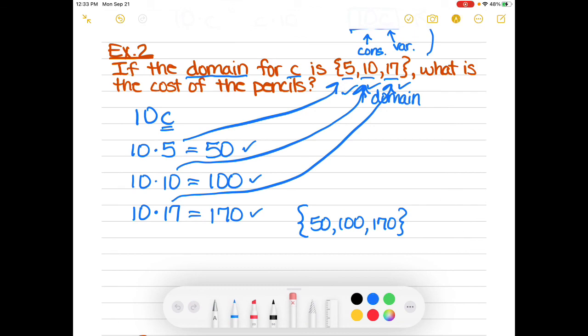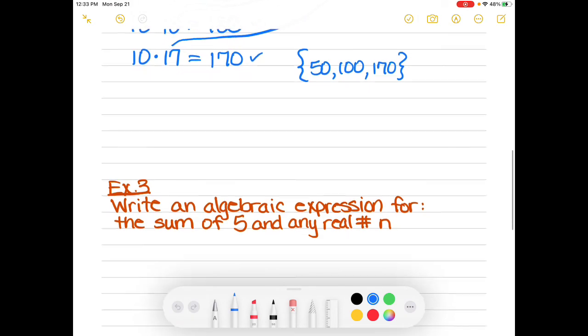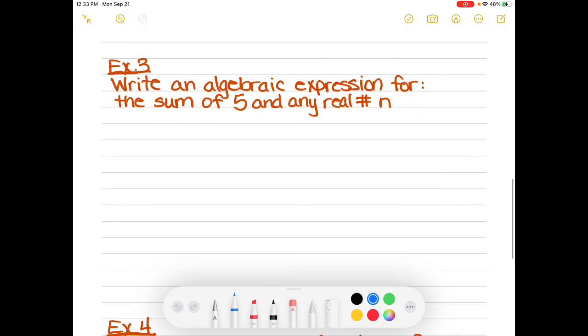I'm going to go ahead and go to example 3. This is write an algebraic expression for, and then in your notes, you just need to write this part. I want it written out in words in your notes. The sum of 5 and any real number n. Notice in this problem, they told you what the variable is, it's n. If they don't tell you the variable, you can create the variable. You can put an X or a C or an N or Y or whatever you want. But sometimes they'll tell you what it is.